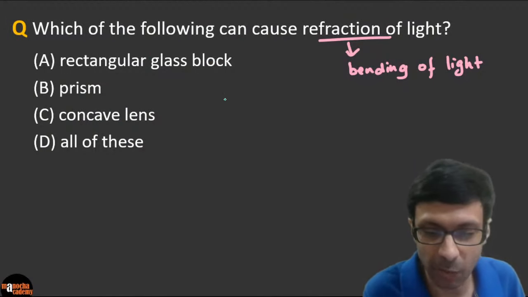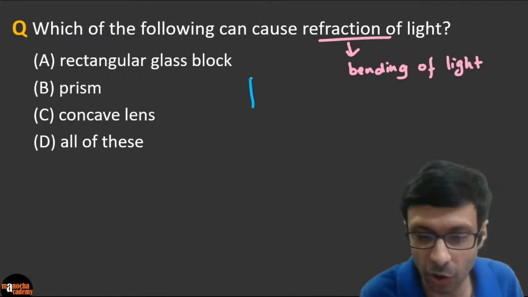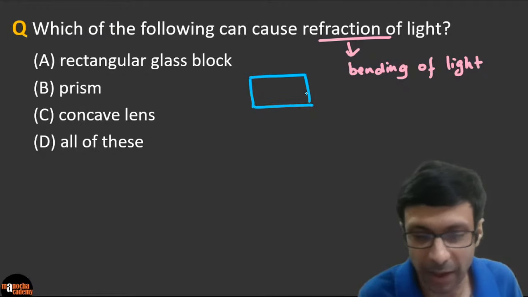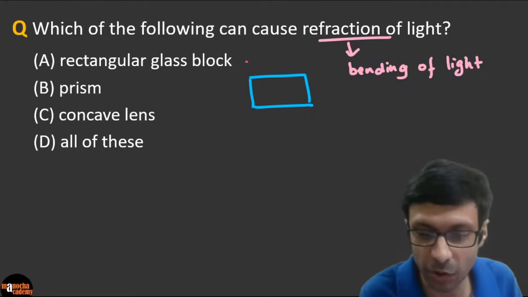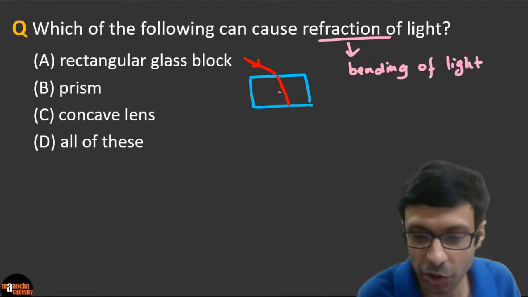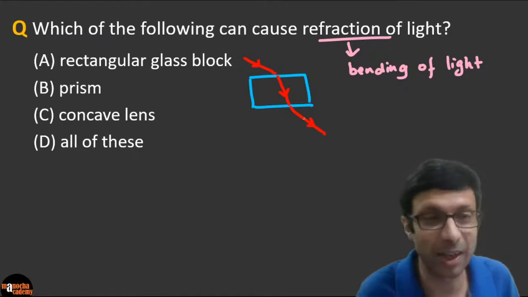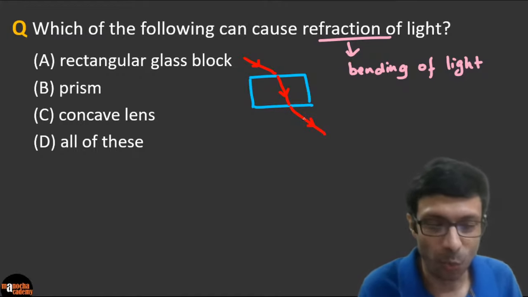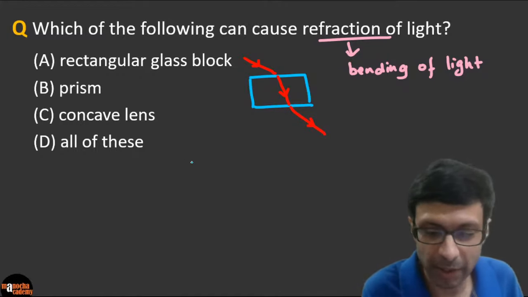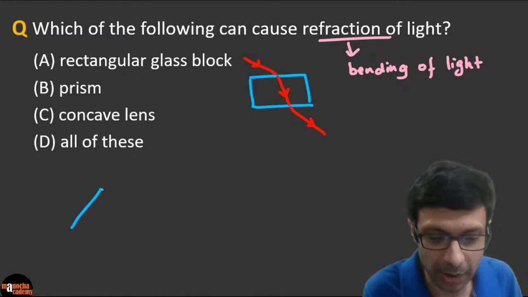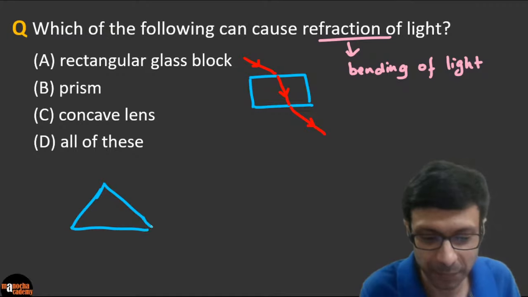So if you look at A, what is A? A is a rectangular glass block. And guys, you know that when light is incident on a glass block, it can definitely cause bending, refraction of light, right? The diagram is something like this. What about the next one? B. B is a prism, right? So prism, guys, you know, is this triangular shaped glass block. It looks something like this.